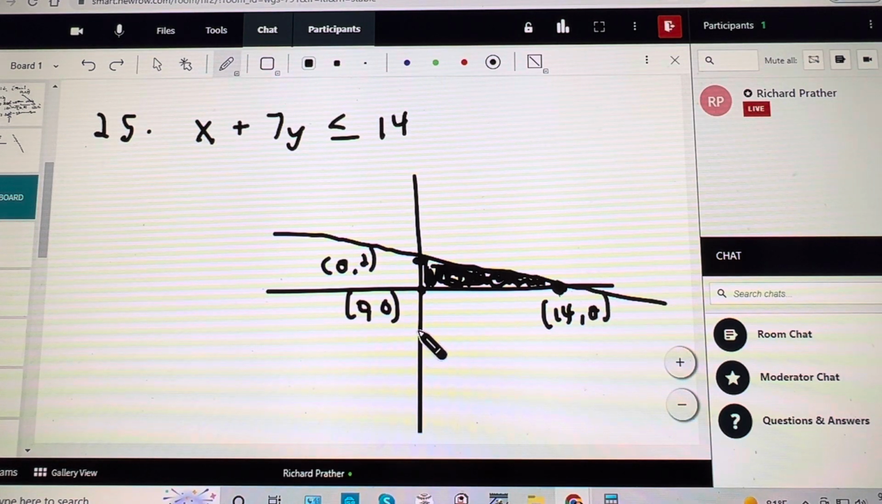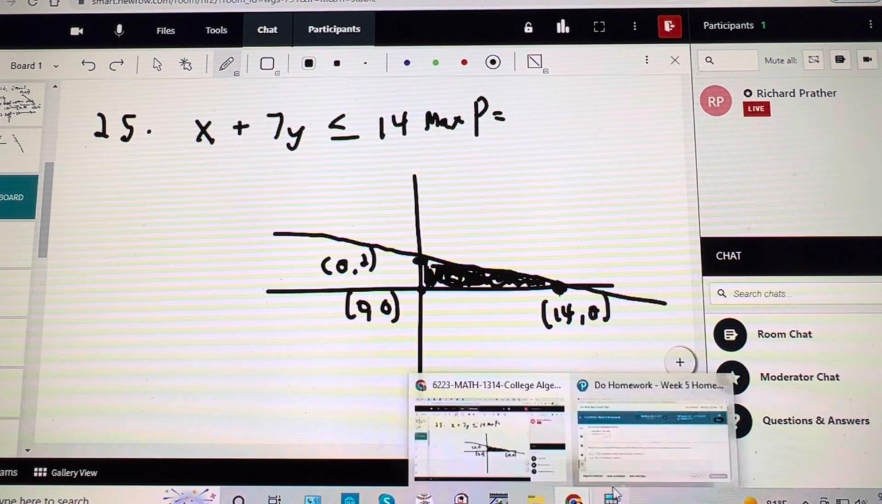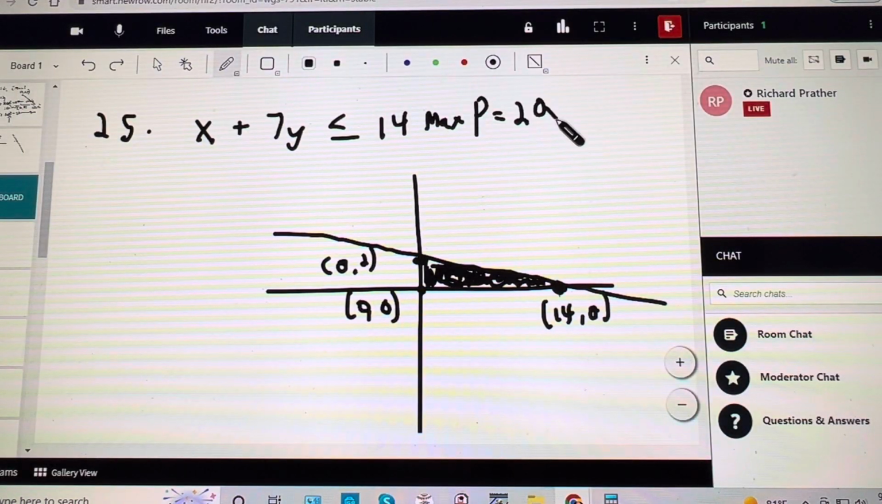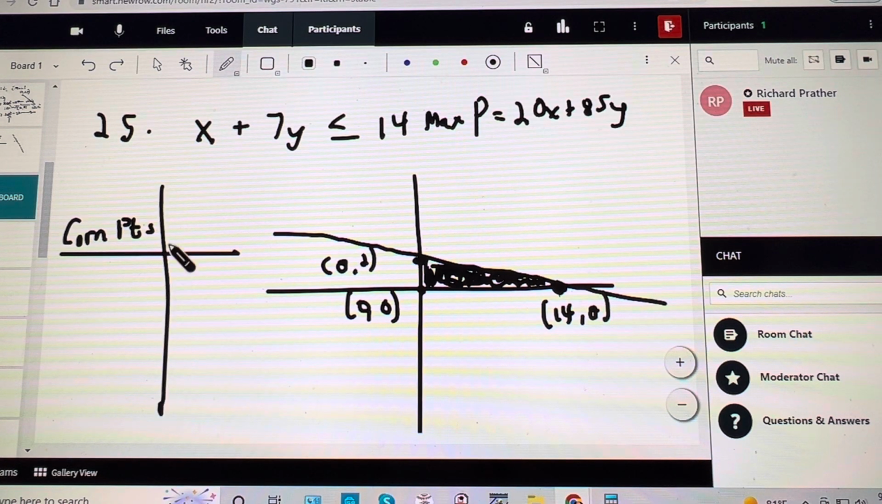It's a bounded region, so we're guaranteed to get a max and a min, although we don't care about minimums here. We're trying to maximize our profits. What's our max profit if the function we work with is 20x plus 85y? So again, you could possibly do the graphing method, but especially by hand, that might be more difficult. I would definitely make your table of corner points. This will be definitive anyway.